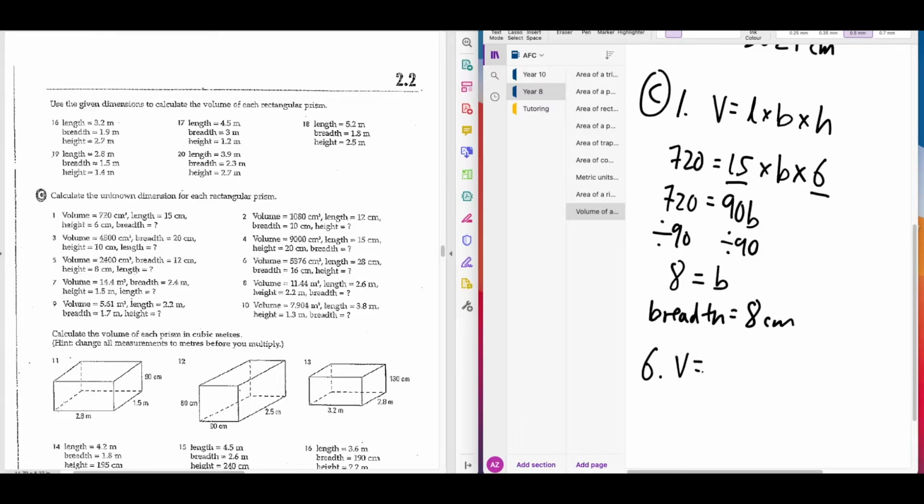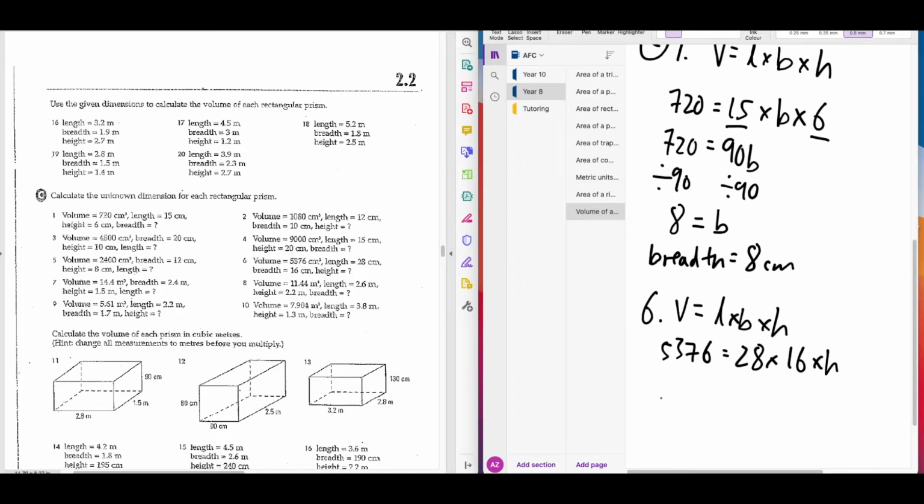So volume is equal to length times base times height. So in this case, what's the volume? 5376. 5376 is equal to length, which is 28, times the breadth, which is 16, times the height, which we don't know. So then we just simplify this. 5376 is equal to, what's 28 times 16?